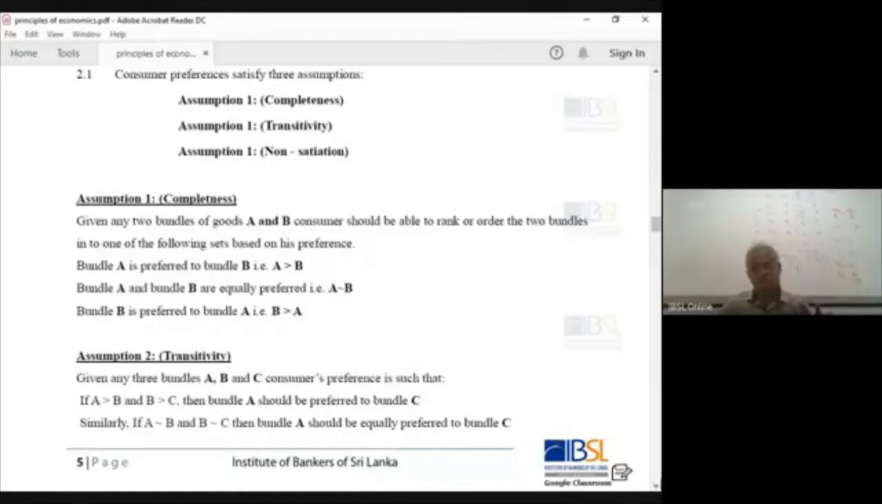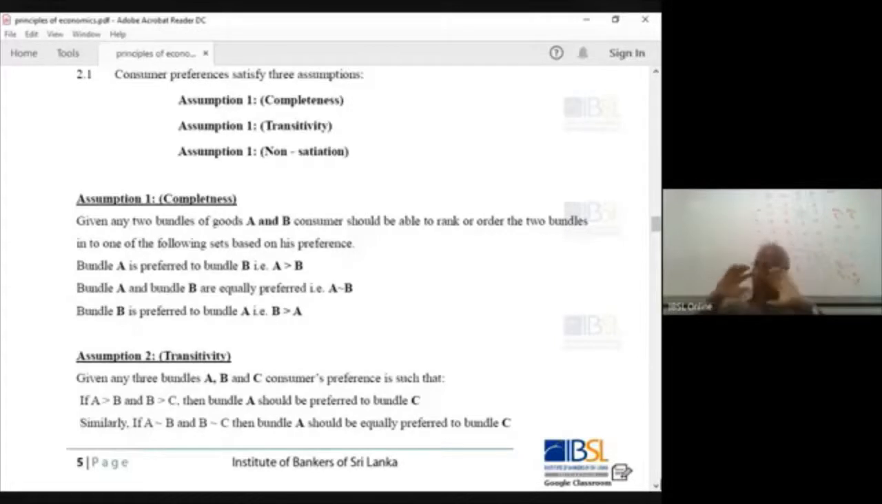In terms of utility, what does that mean? When you say A is preferred to B, you are getting more utility, more satisfaction from A than from B. When you say A and B are indifferent, equal, you are getting the same satisfaction, same utility from A and B. Then bundle B is preferred to bundle A means you are getting more utility from B than from A.